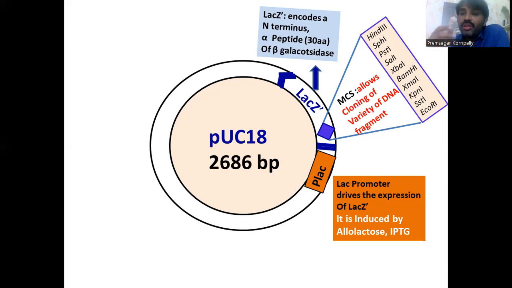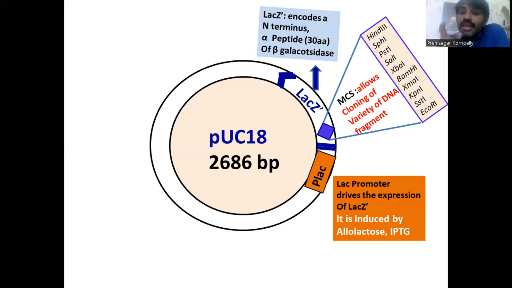Sometimes what happens, your DNA fragment has a SmaI site, so you cannot use SmaI. And if you have an EcoRI site, you cannot use it, but you can use XbaI, SalI, HindIII, or BamHI. So there are 10 different restriction sites in the MCS or polylinker, which allows us to clone our DNA fragment very easily.